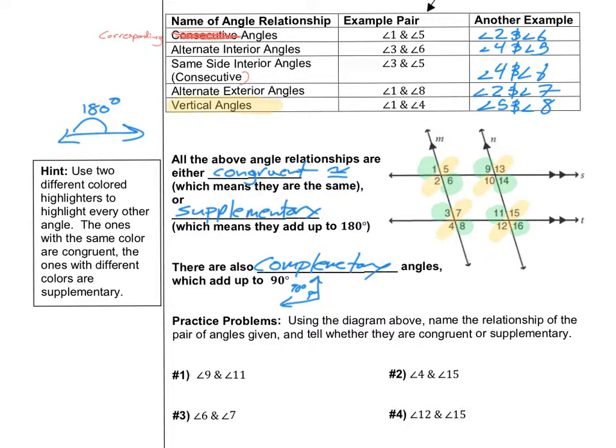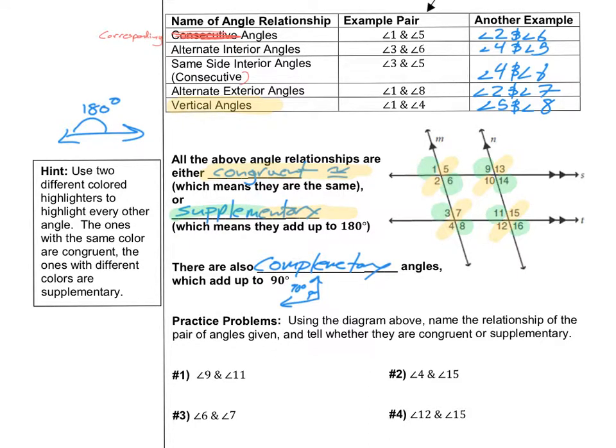So if it's all the same color, it's congruent. And if it's two different colors, it's supplementary. Simple as that. So that should help you identify the relationships here.